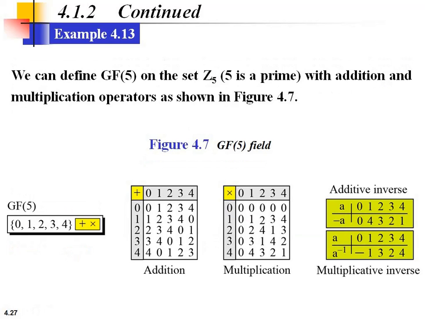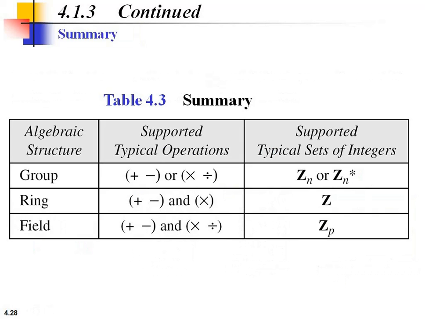Similarly, we can define the finite field GF5, where 5 is a prime number, and there are again 2 operations, addition and multiplication. So these are the set of elements 0 to 4, and we have 2 operations, plus and multiply, and we have defined the tables for addition and multiplication. And here on the right side we have shown the additive inverse and the multiplicative inverse, so that you can see, and you can again compute by yourself, how these values are obtained.